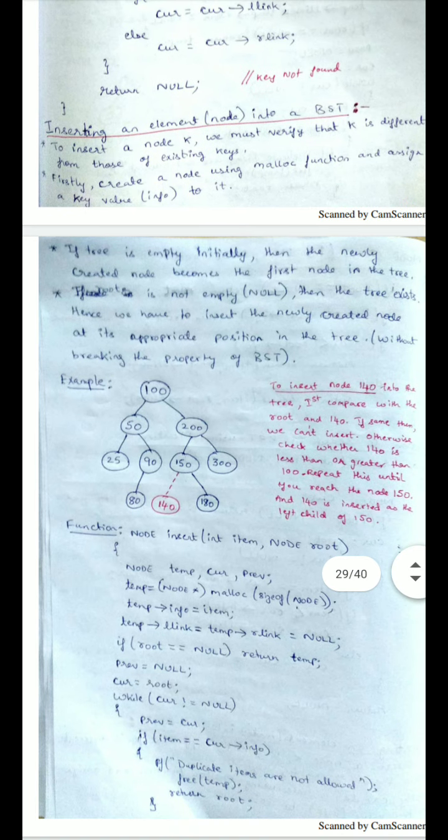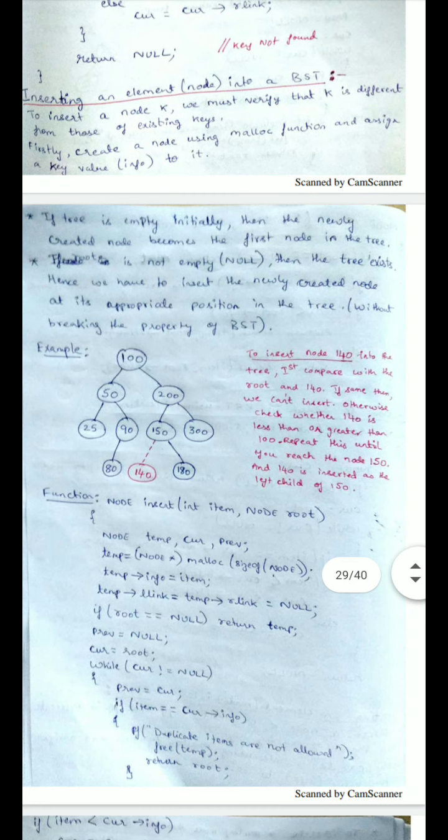How can you write the function? See here. Initially you create a temporary node using the malloc function. In the temporary node you insert the data. The left link and right link values of the temporary node are null, only the node with the value is created. Next, if initially the root node is nothing, you return the temporary node. If not, previous is null and current is the root node. This is the initial information.